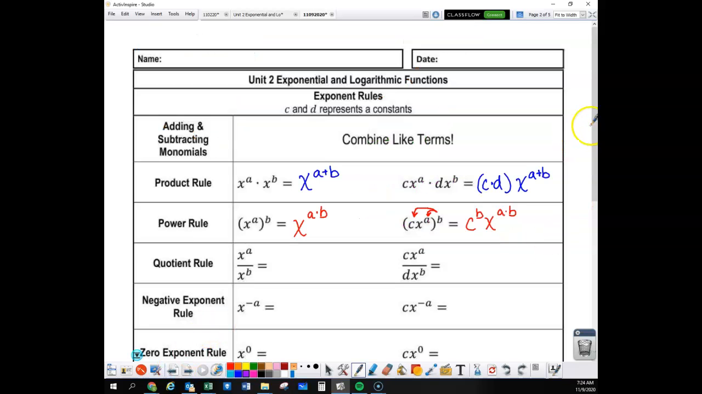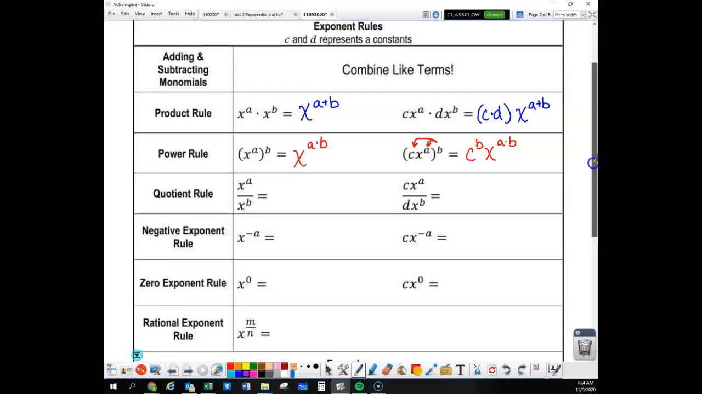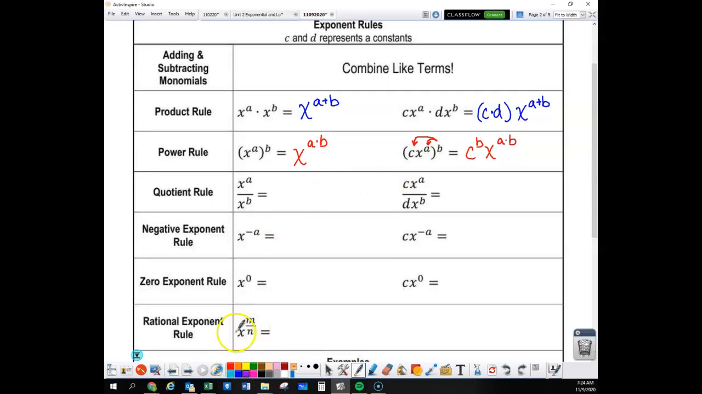Okay, let's go to the quotient rule. So if I have two monomials being divided, x to the power of a divided by x to the power of b, this is going to be x raised to the power of a minus b.